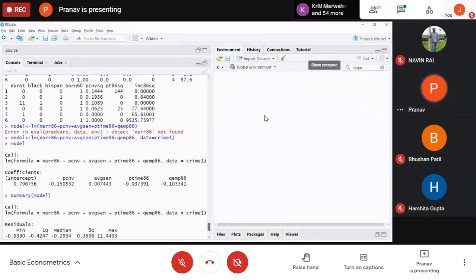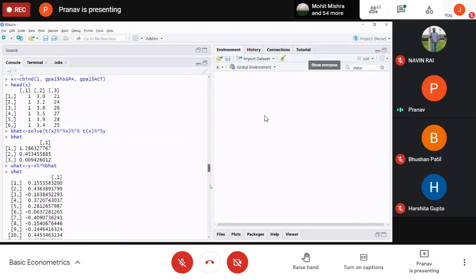So I have run this regression from the data set, which is crime one. This data set was loaded from the package Wooldridge. So these are the coefficients. The intercept coefficient is 0.706756, and these are beta 1, beta 2, beta 3, beta 4, if you talk about the intercept as beta naught.